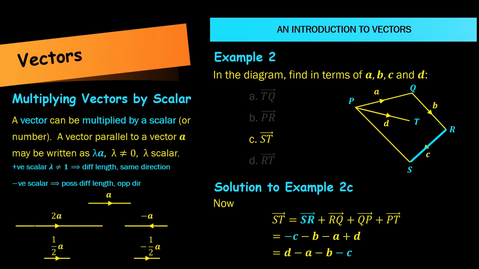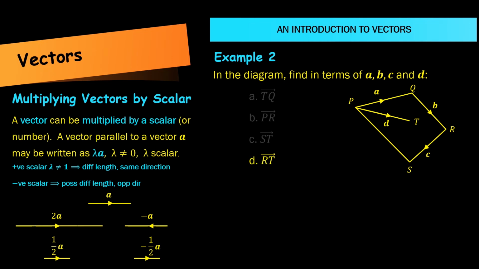S to R is equal to minus c. R to Q is equal to minus b. Q to P is equal to minus a. And finally, P to T is equal to d, as shown. So our resultant vector is d minus a minus b minus c to denote the journey ST.